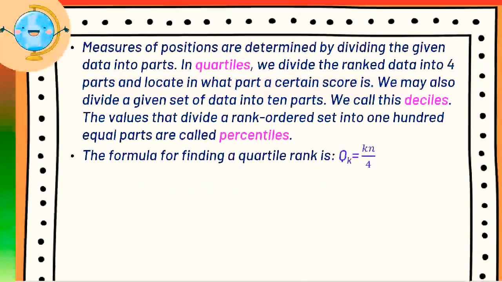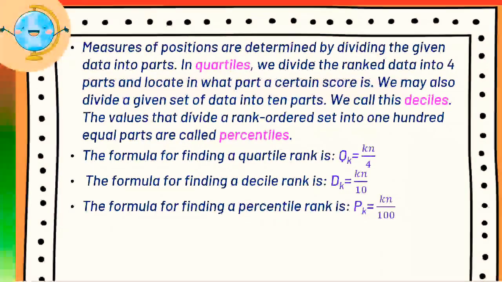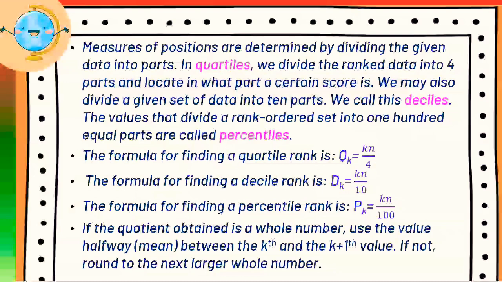The formula for finding the quartile rank is Q sub k is equal to k times n all over 4. The formula for finding the decile rank is D sub k, which is equal to k times n over 10. And finally, the formula for finding the percentile rank is P sub k, which is equal to k times n all over 100. If the quotient obtained is a whole number, use the value halfway between the positions of the k and the k plus 1 value. If not, find the next larger whole number.